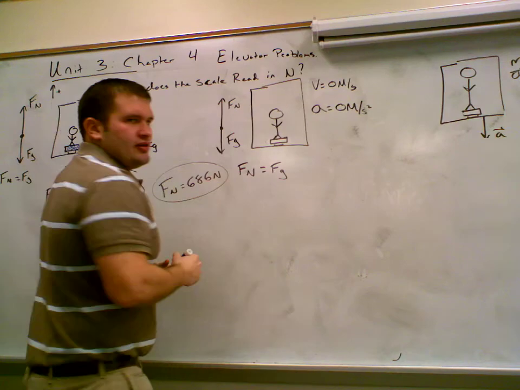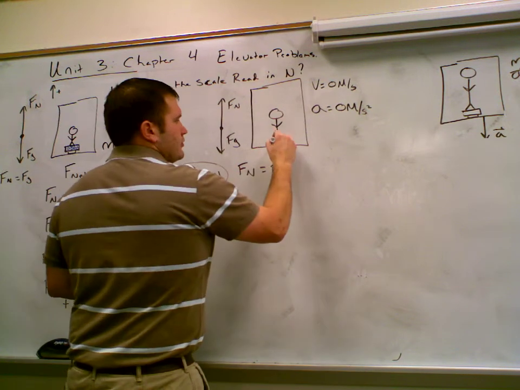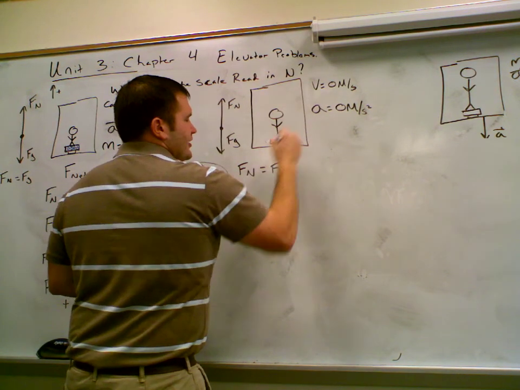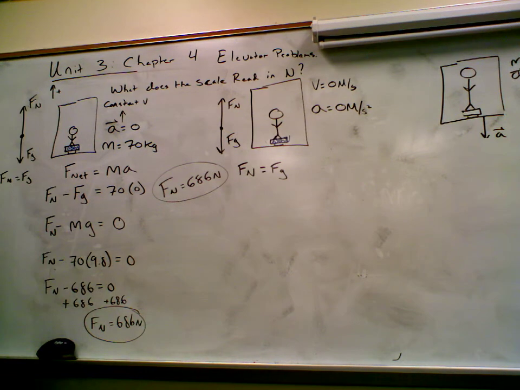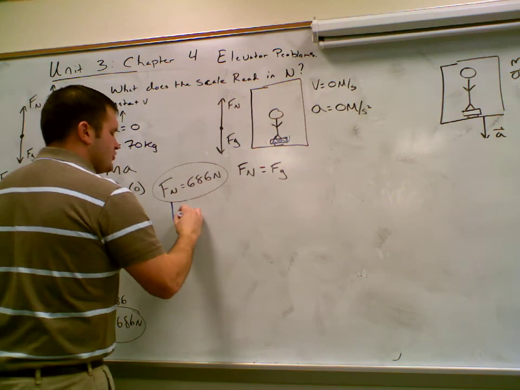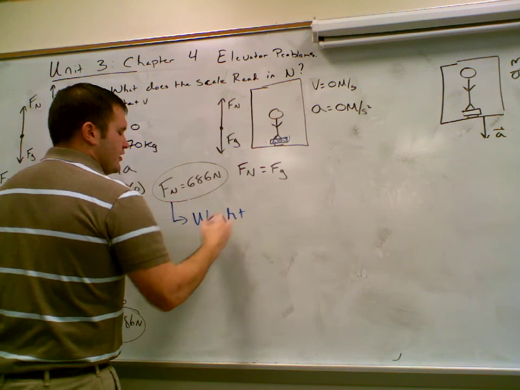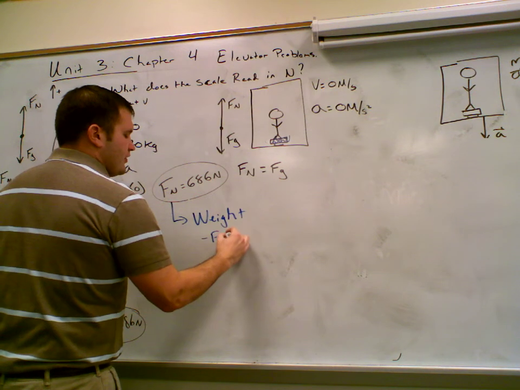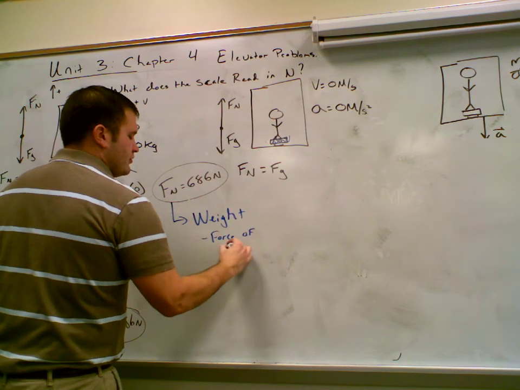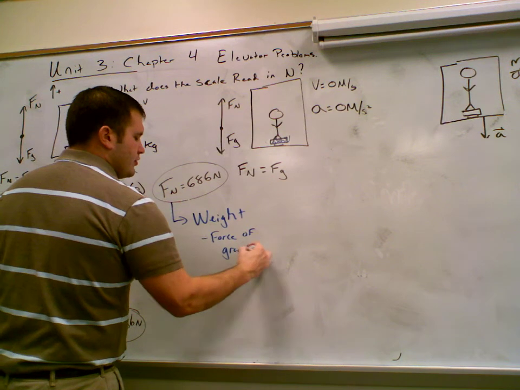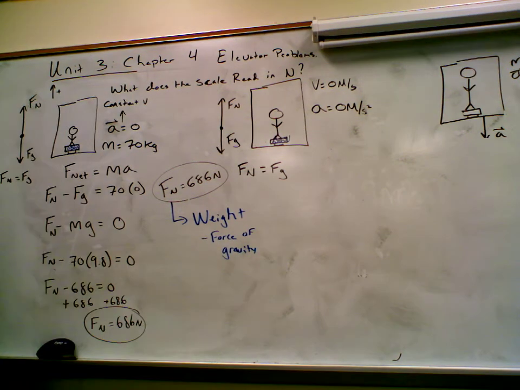What does the scale read? 686 newtons still. Okay. The scale still reads 686 newtons. Because this 686 newtons, this is the person's what? Weight, this is their weight. And the weight is the force of gravity acting on the person, right?